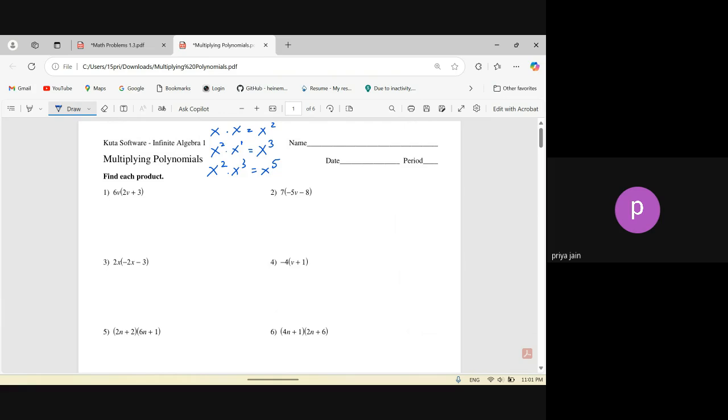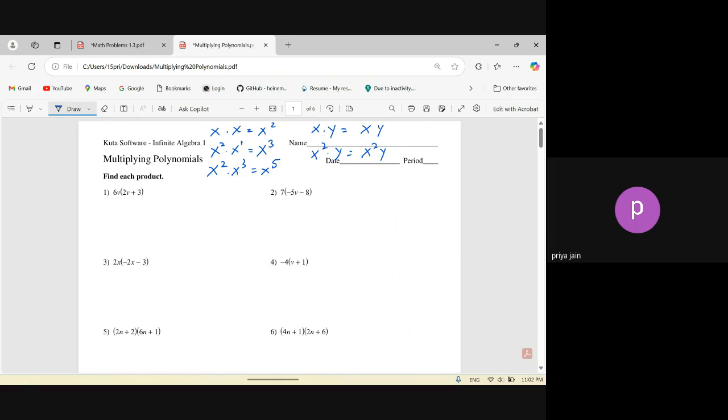And then when you have x times y, it's going to be xy. Then x squared times y is still x squared y. They have to be the same variable for you to increase the power. Otherwise, they're going to stay as is. They're going to be multiplied.